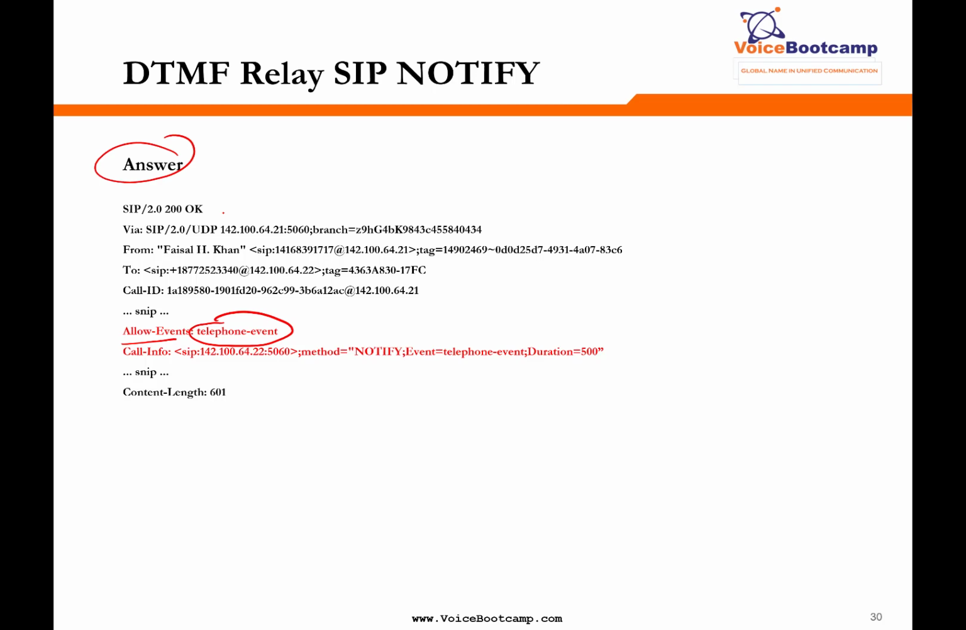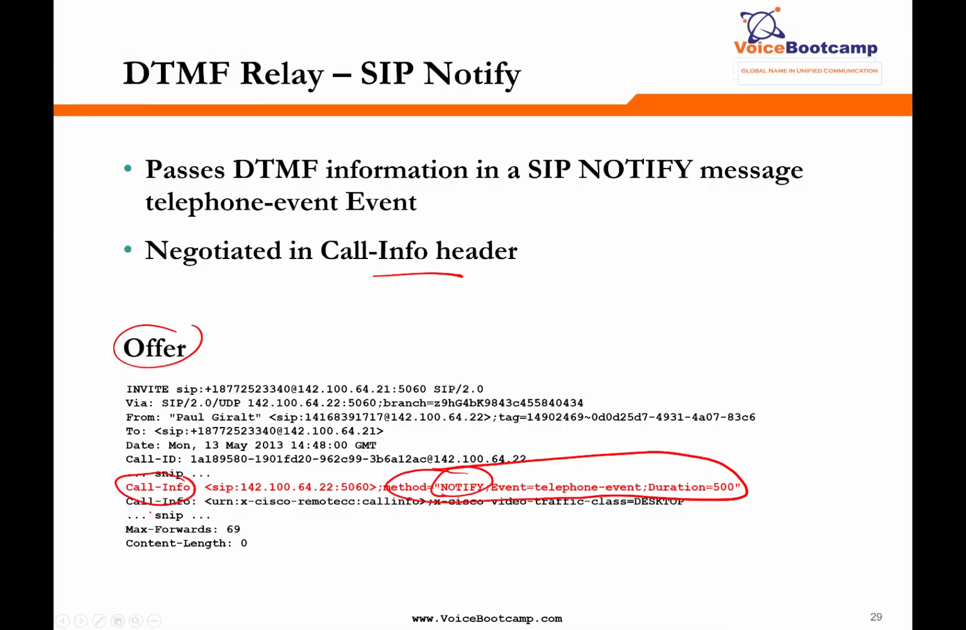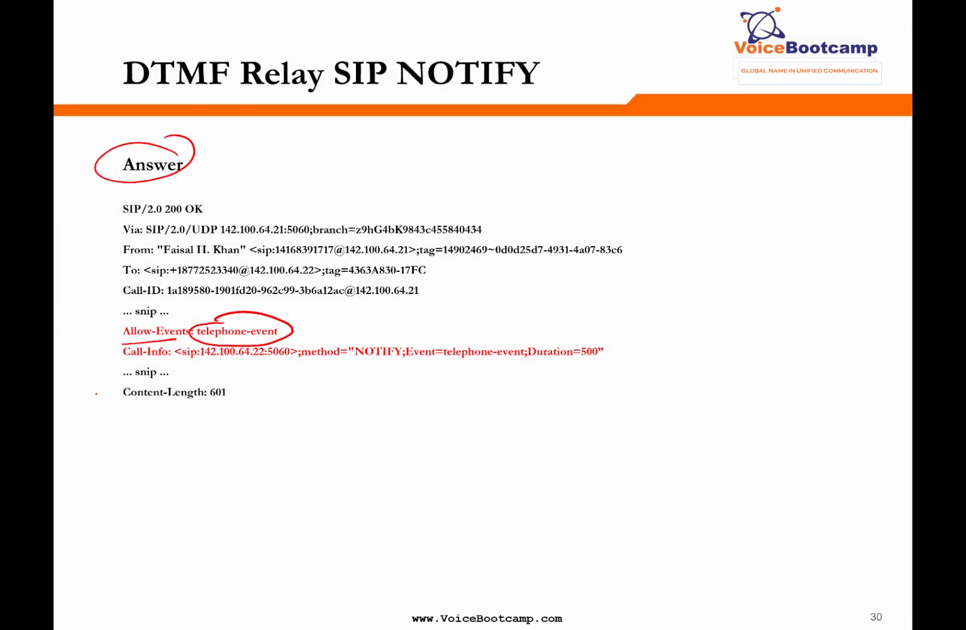Now how do I know? Again, if I go back and look at this, the call info will be available in the invite message right there. See, it's an invite message, right? Call info. Whereas if you're looking for allow-event, you're looking at it under 200 OK. That's basically an acknowledgement, confirming that it was successfully received. So allow event will be under the answer, and call info will be under the invite messages. Method will indicate what kind of method you're using.